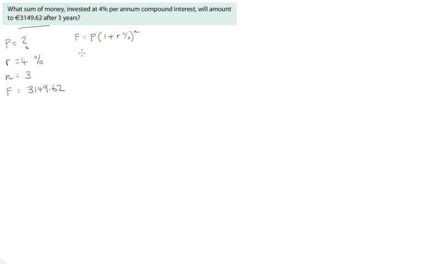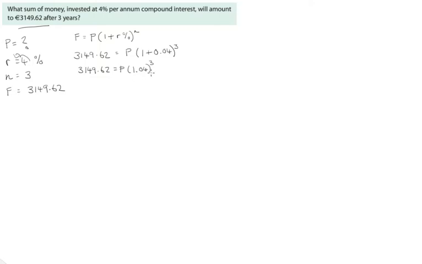So F we know. So F is 3149.62, and that is equal to P, which we don't know, so we'll just put in P because we don't know it. Now it's 1 plus the R percentage. So remember, when you're turning a percentage into a decimal, you move the decimal point 2 places to the left. So here 4% would become 0.04. And n is the number of years, and here it's 3. So I'll just rewrite this again. 3149.62 equals P, and then 1 plus 0.04 is 1.04, and that's to the power of 3.